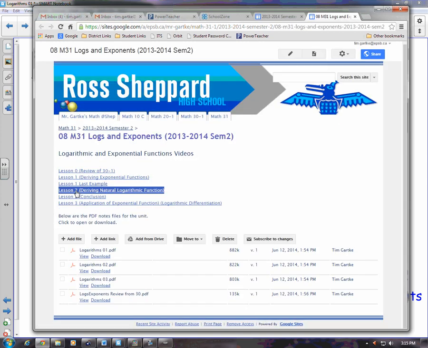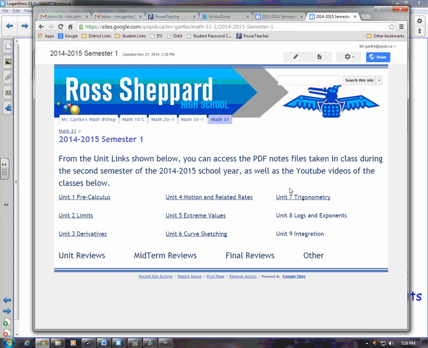And then, oh, so this is actually deriving exponential functions. This is the last example, the video of the last example. And then these are the notes. The same notes that you're taking, basically, but at least they're already done. Okay, so if you want to go there, this is where you can go. 2014, 2015, semester 1. This is where you can go, obviously, for these ones.